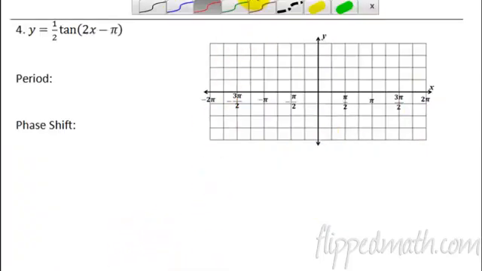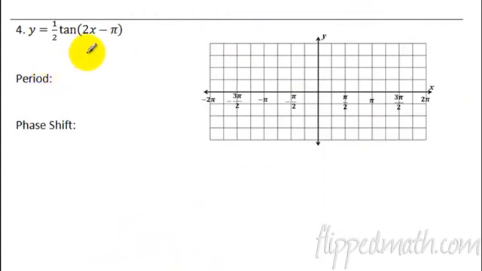So the first thing is, let's recognize what the period is. And in this case, it is going to occur every pi over b. In this case, that's 2. So that's how often the period is going to occur. And let's look at the phase shift. So if I take a 2 out of this, I'm dividing by 2 here. It becomes an x. Divide this by 2. And it just becomes pi over 2.